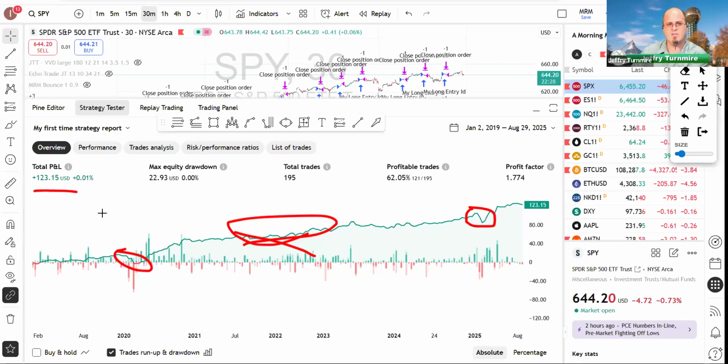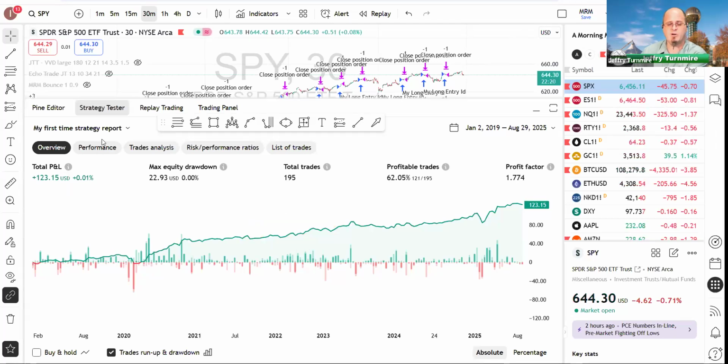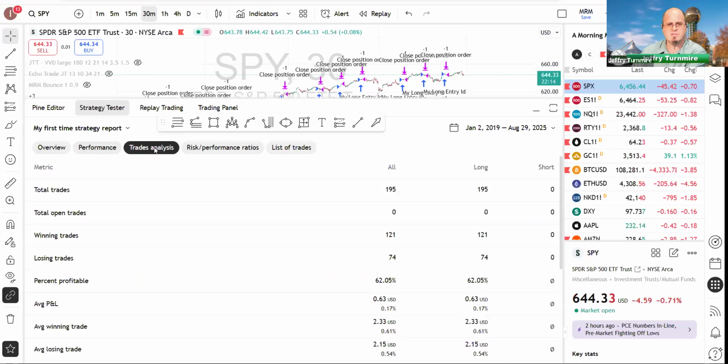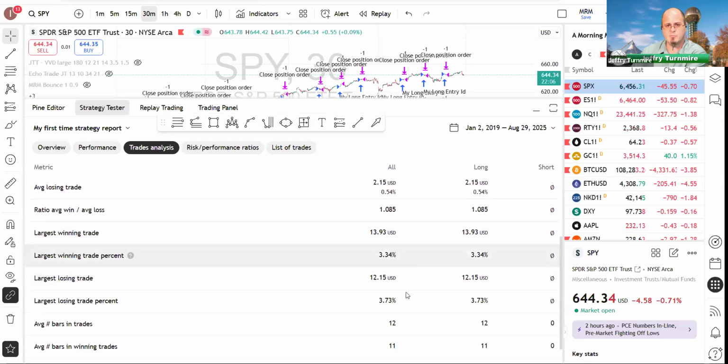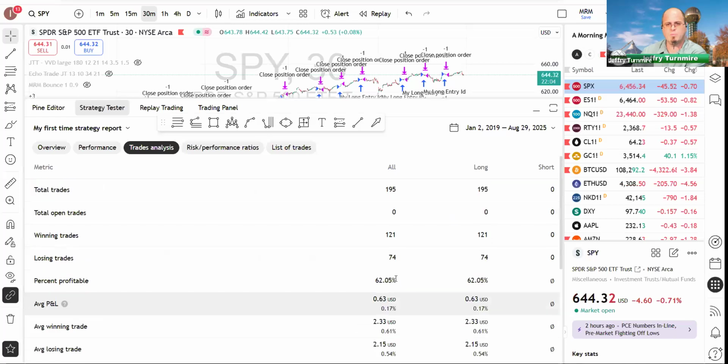And what are we doing? We're just buying one share of SPY. That's all we're doing on this strategy right here. You can go in and look at the analysis, and if you wanted to see how it changes if I buy 100 shares and all that sort of stuff, you can do that analysis and change that trade size. But right now, this is 195 trades, 121 are winners, 74 losers. You can get all this kind of information once you've created a strategy.